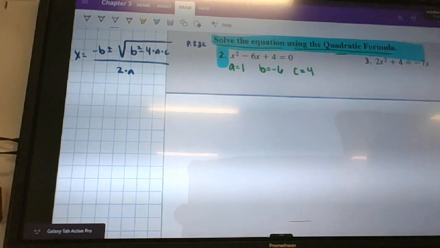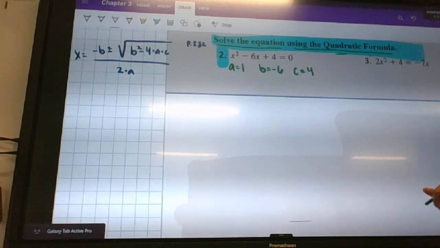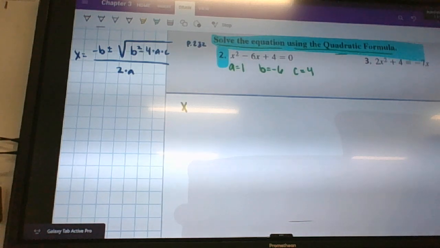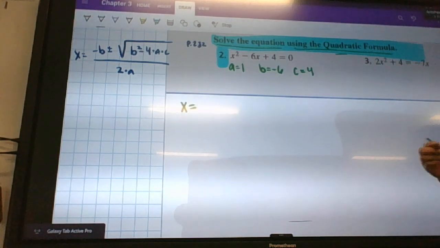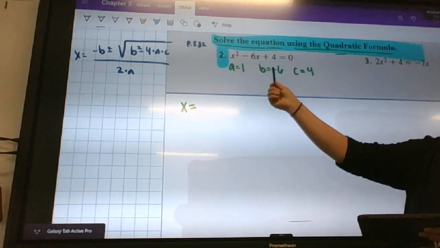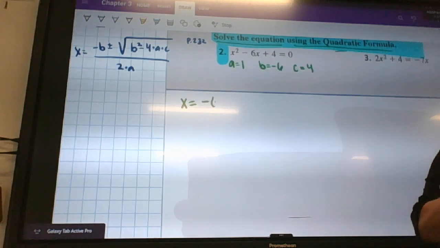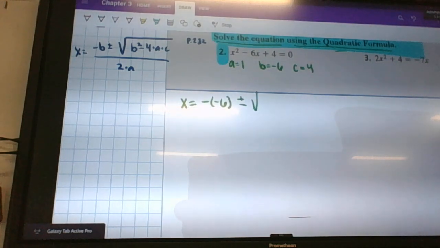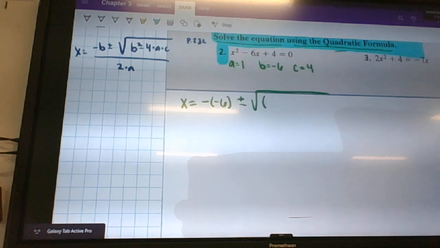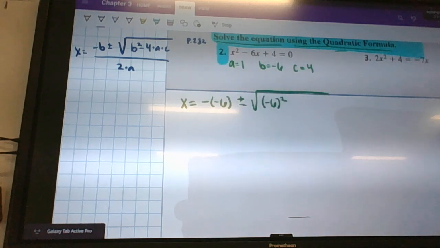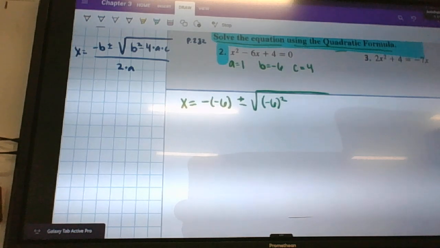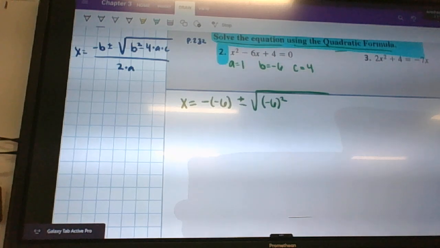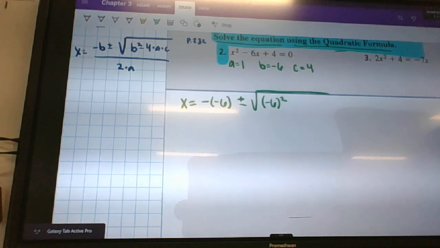Alright, so I just want to walk through one of these to give you some tips and tricks on how to simplify it correctly. So I'm going to start with x equals, because I'm finding x-intercepts. I got negative b, and the b is already negative, so that will end up going positive. Plus and minus sign. This is another way to solve an equation, just like factoring, just like completing the square. This is the last way that we cover solving, and some students like it the best.